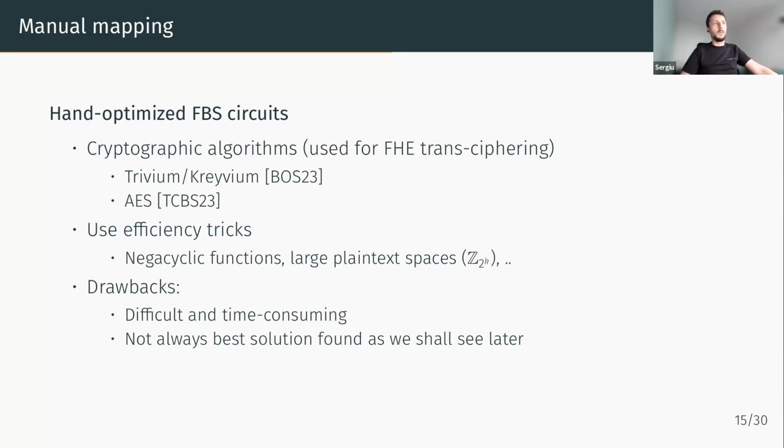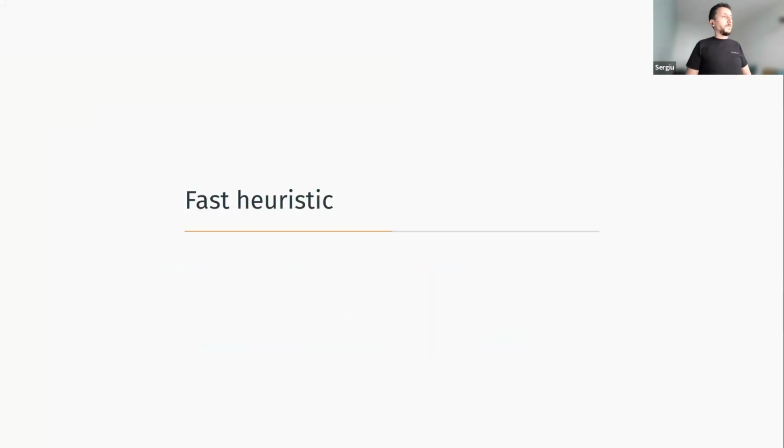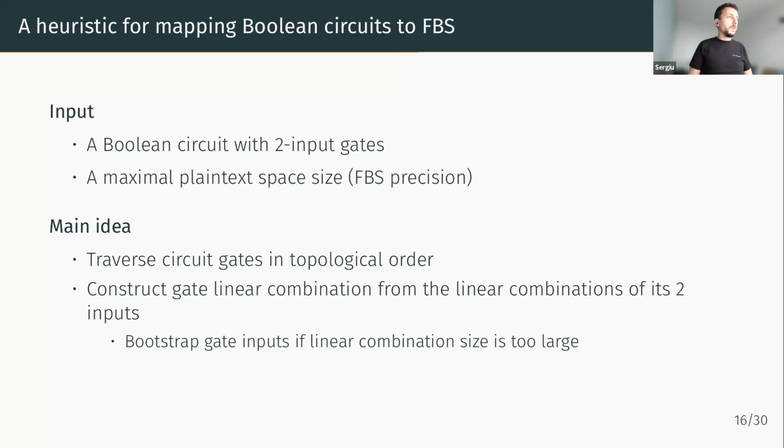Because these are manually hand-optimized versions, they use efficiency tricks from the underlying FHE scheme, like negacyclic functions, like large plaintext space, like tricks to pack intermediary results together, etc. The drawbacks of this work are that it is difficult and time-consuming, and also, as we shall see later, the best solution is not always found. So, yeah. Now, let's talk about the fast heuristic.